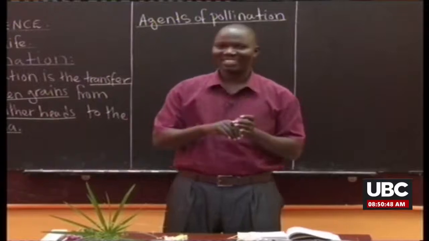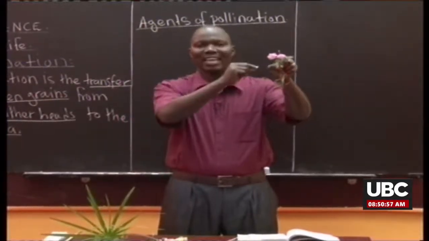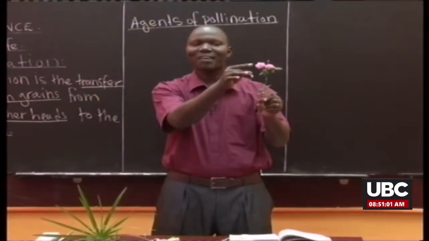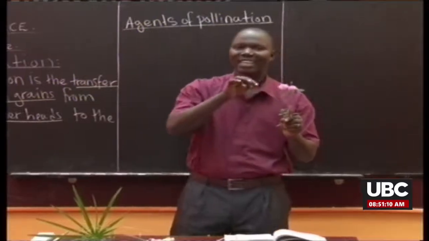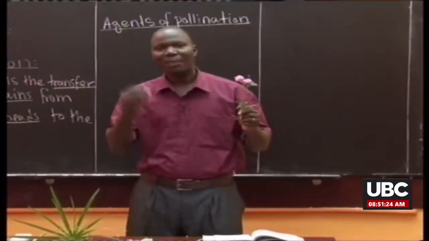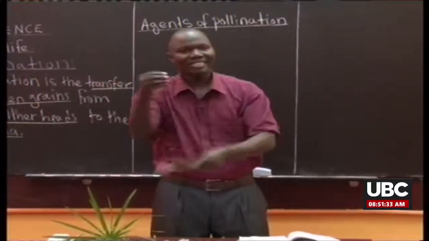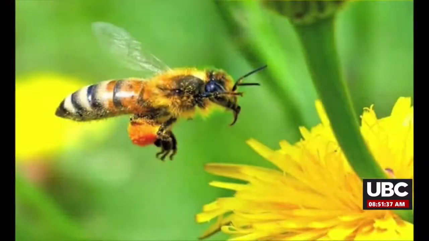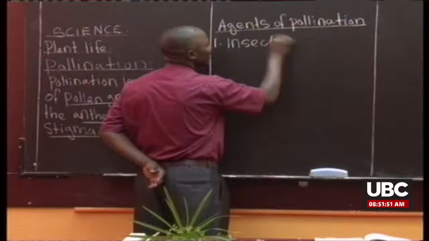I'll begin with the simplest. I know you have ever gone to a flower. When you find a beautiful flower like this, what else do you find there? You will find some insects. And among them, there is one common friend called a bee. A bee is another good example of insects that pollinate flowers. A bee will come, fall on this flower, and as it moves away, the pollen will stick onto it. As it goes onto another flower, it leaves the pollen there. So, among the agents, we shall have insects.